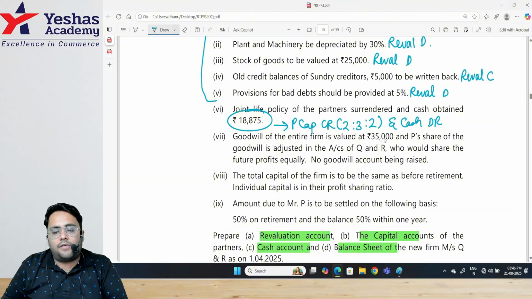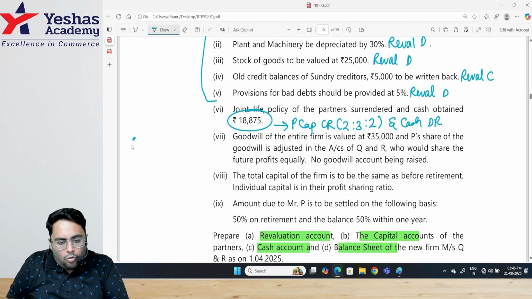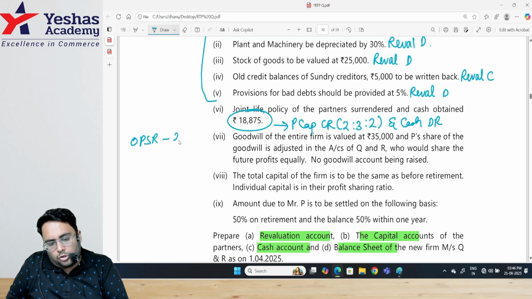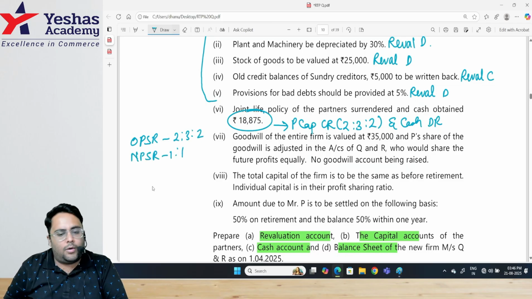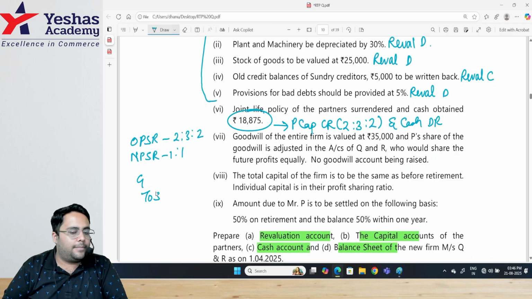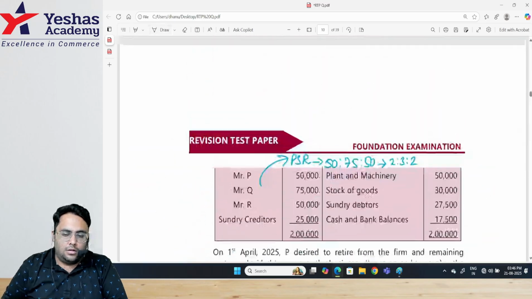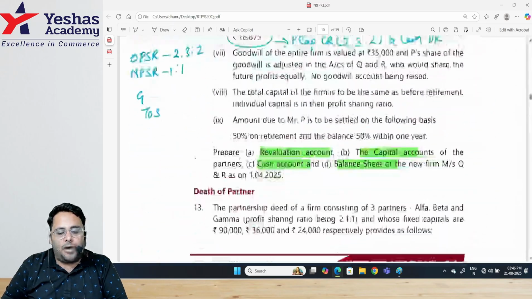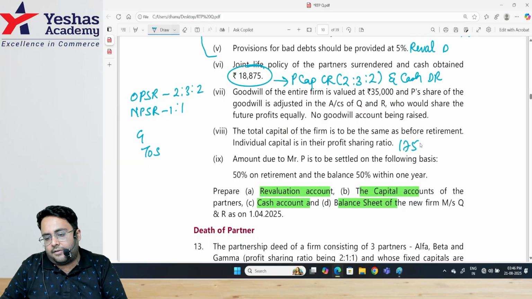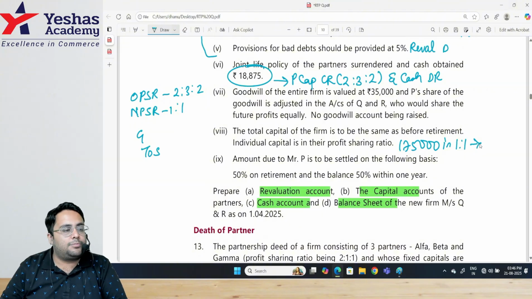Goodwill of the entire firm 35,000. P's share would be adjusted in the accounts of Q and R who shared profits equally. Old profit sharing ratio 2:3:2. New profit sharing ratio 1:1. You calculate gain or sacrifice, gaining partner to sacrificing partner. Total capital of the firm is same as before retirement. How much? 50, 50, 75. 1,75,000. 1,75,000 in which ratio? In the ratio 1:1. What is the capital of each partner?